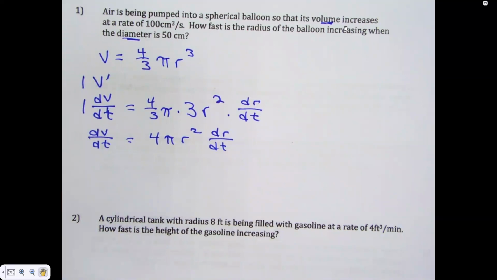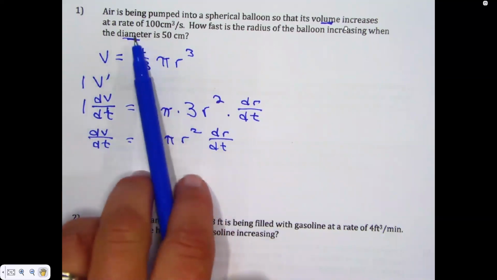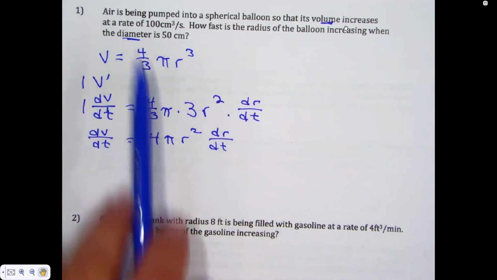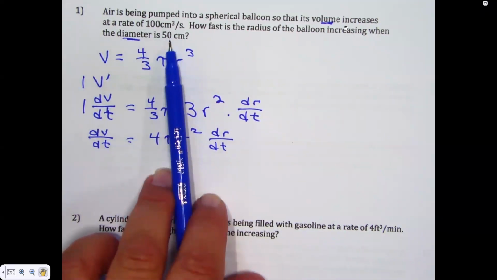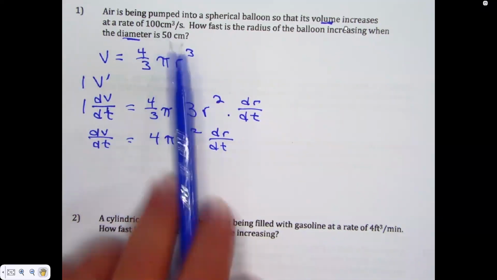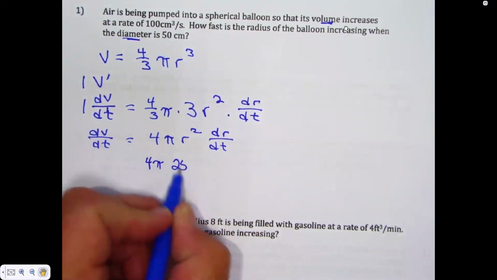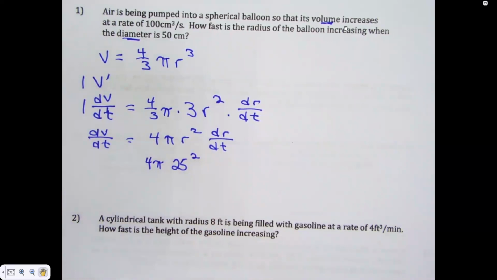Okay, so now the diameter is always increasing, but the moment in time that we're looking for our answer, the diameter is 50. Okay? So we're just going to plug in 25. Do we see where the 25 is coming from? That's just half of the diameter.